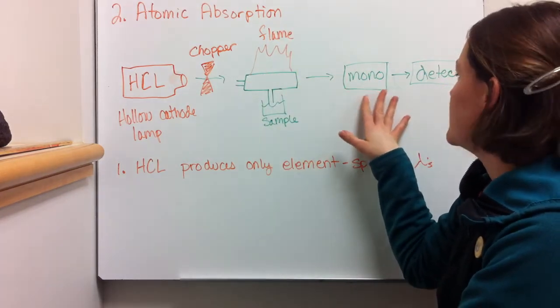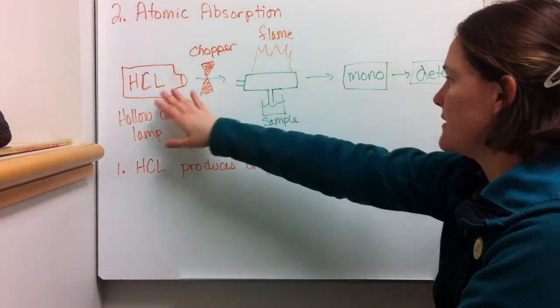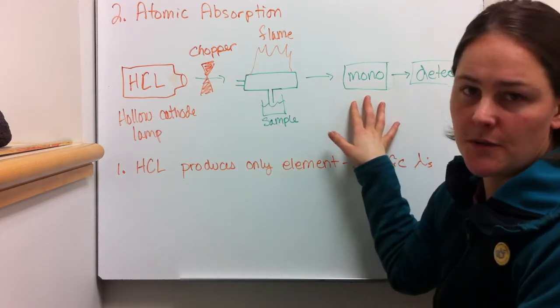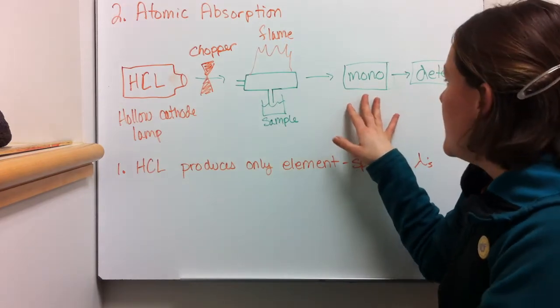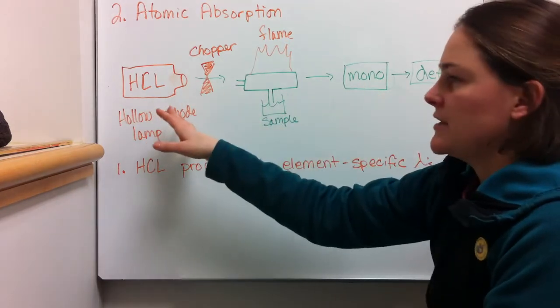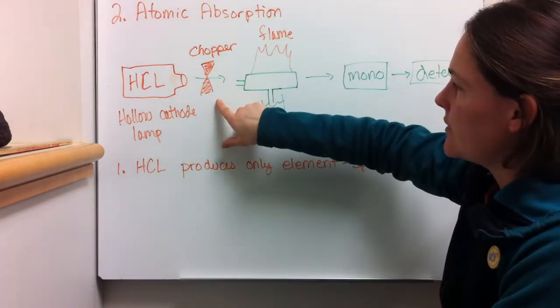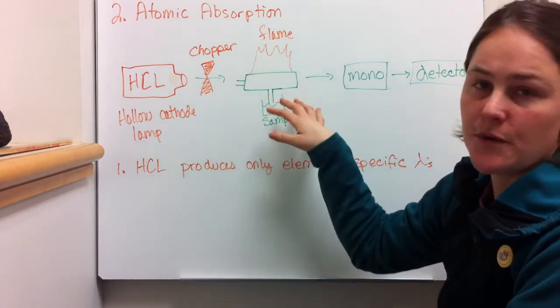So same thing, where you're looking at the energy that's being produced by the hollow cathode lamp, that's the energy that your mono is going to be tuned to, and you're just looking at a difference, like how much is there before and after, and then that's what you're detecting. You can also use a chopper to eliminate the contribution of the flame.